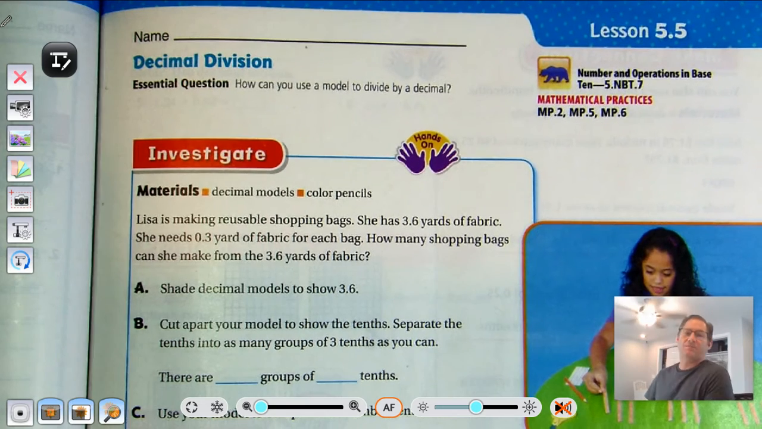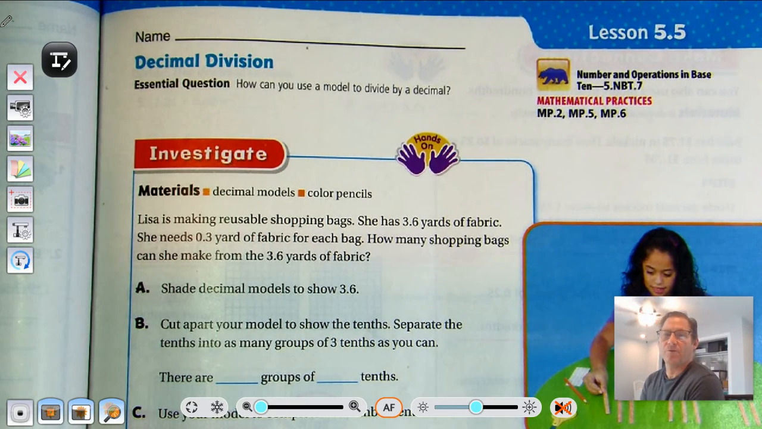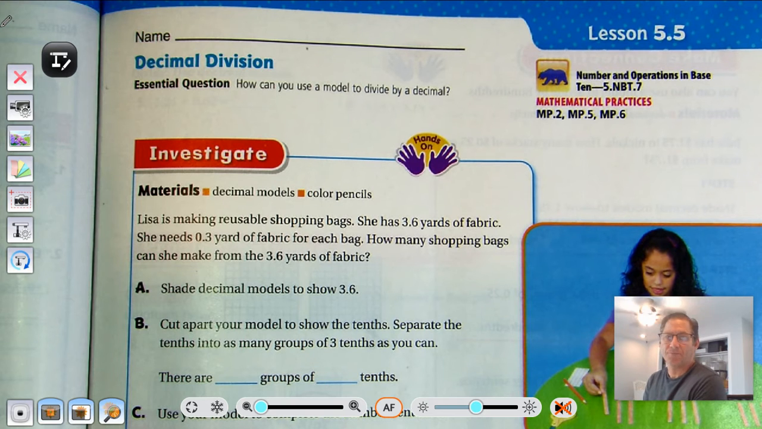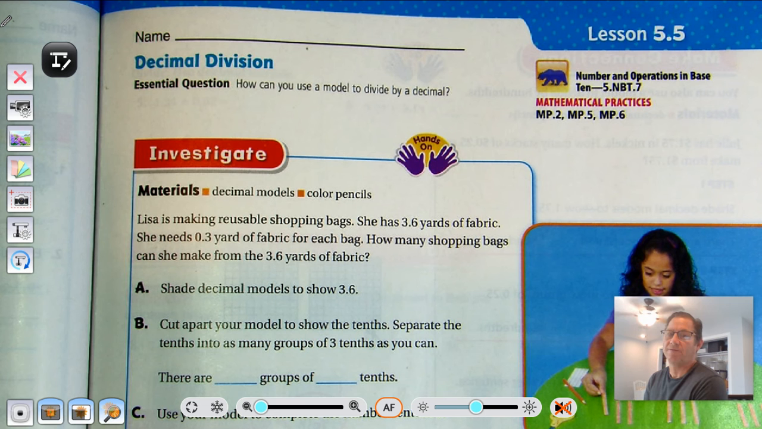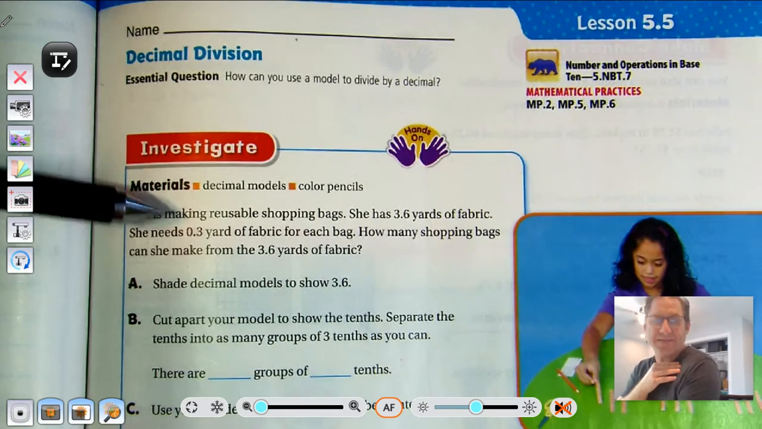Hello, everybody. So we're going to work on lesson 5.5, decimal division. And our essential question is how can you use a model to divide by a decimal? All right, so you'll need decimal models, which are basically 100 boxes, and color pencils. And so let's look at the investigation.